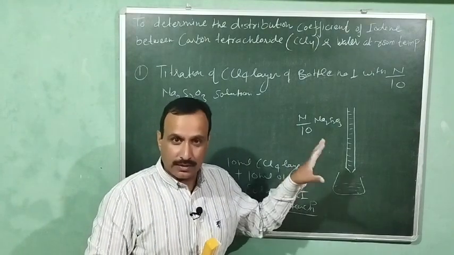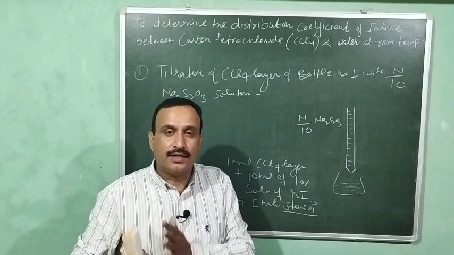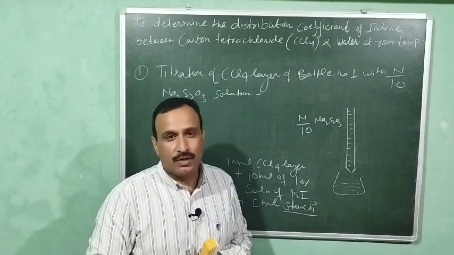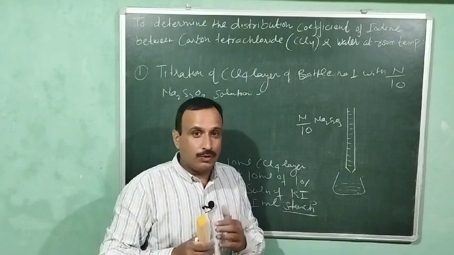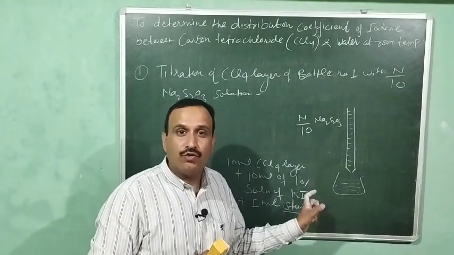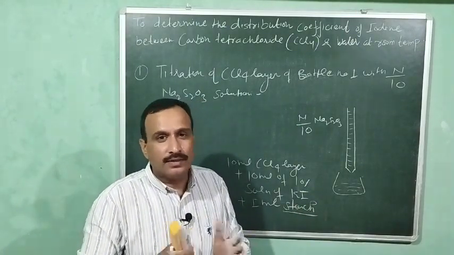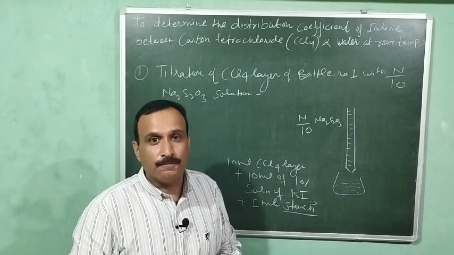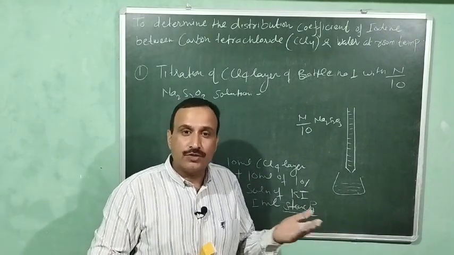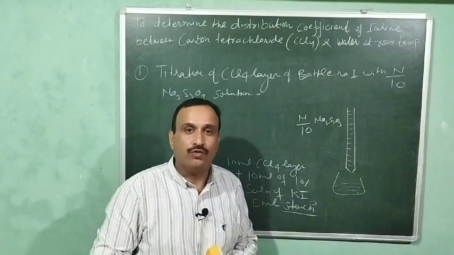तो हम इस procedure को repeat करेंगे ताकि हमारे पास 3 concordant readings, या 3 concordant volumes आ जाएँ. If all the 3 volumes have the same value, अगर तीनों volumes की same value है, then that value will be the concordant volume. And if 2 out of the 3 have the same value, then that same value will be the concordant volume.